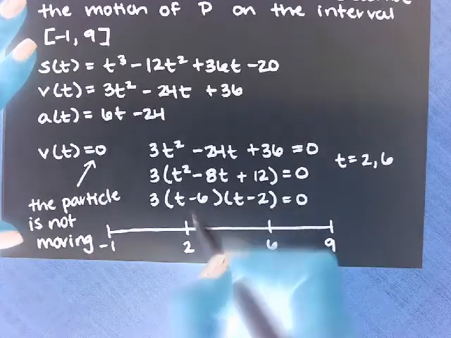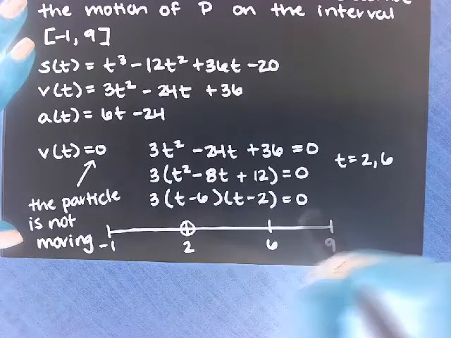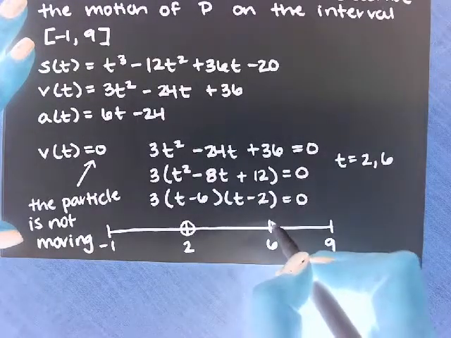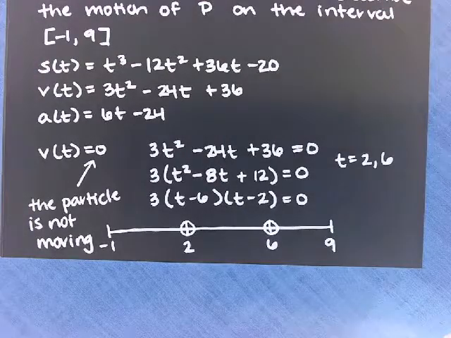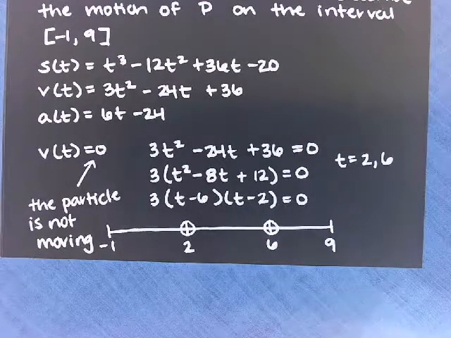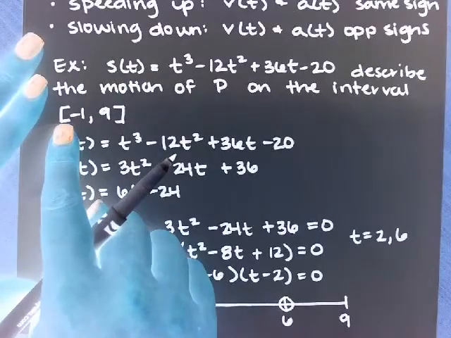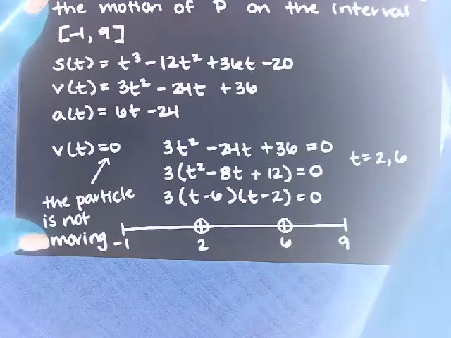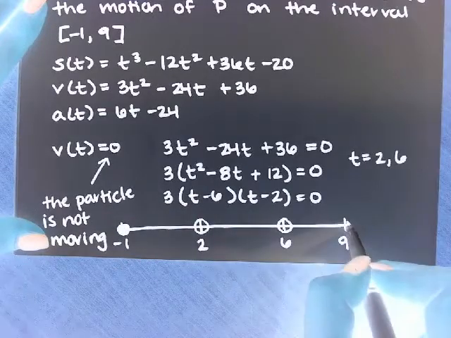Okay, so I'm going to put a circle on 2 because at 2 the particle is not moving at all, so I'm not going to include that number. I'm going to put a circle on 6. At 6 the particle is not moving at all, so I am not going to include that number in my answer. -1 can be included because with -1 they put a bracket, and with 9 they put a bracket. So I'm going to put circles on those as well, but I'm going to fill them in because those are numbers that are going to be used.